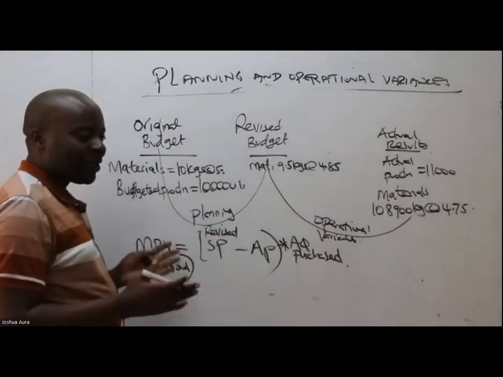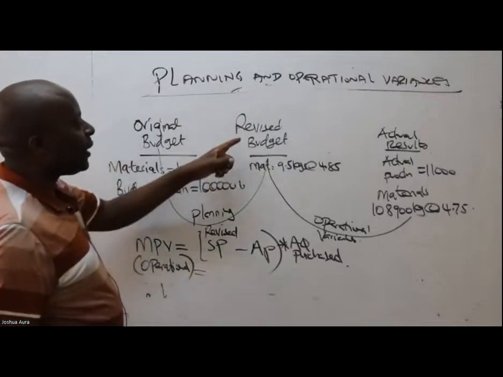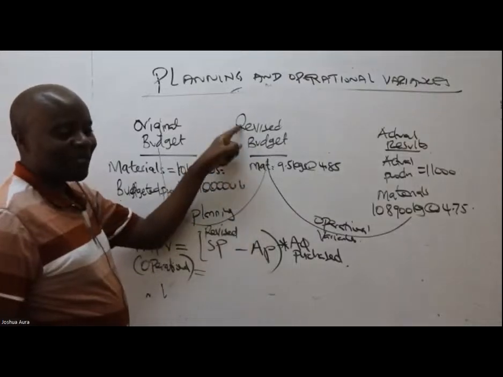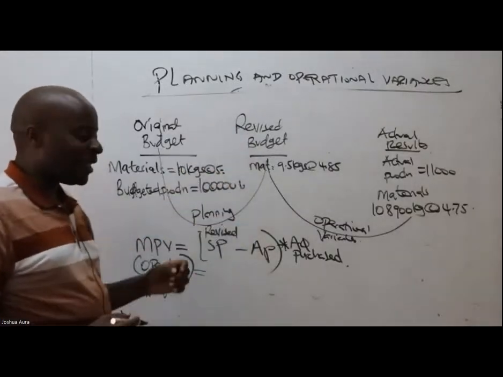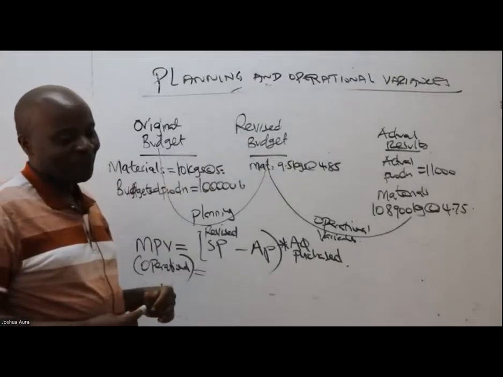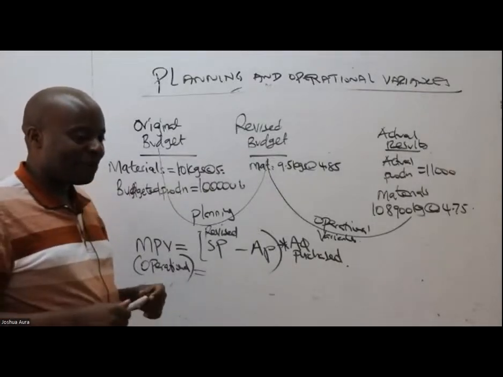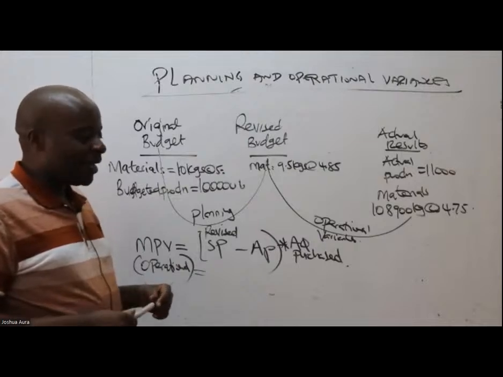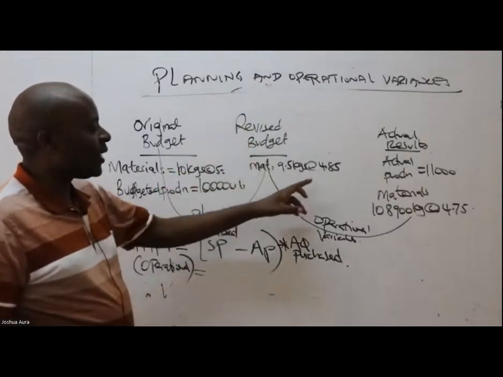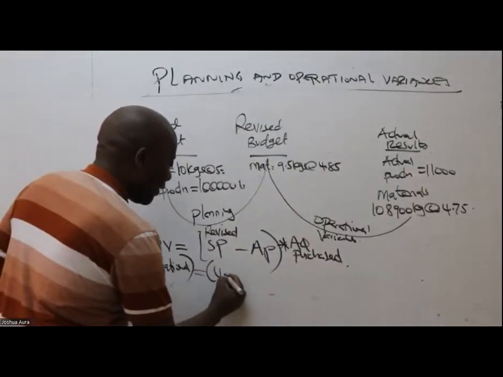I normally start with operations because they are very easy to calculate. So the revised standard price, is there somebody who is able to see the revised standard price of materials from this column? Yeah, the revised standard price of materials is this. It's 4.85. Thank you very much.